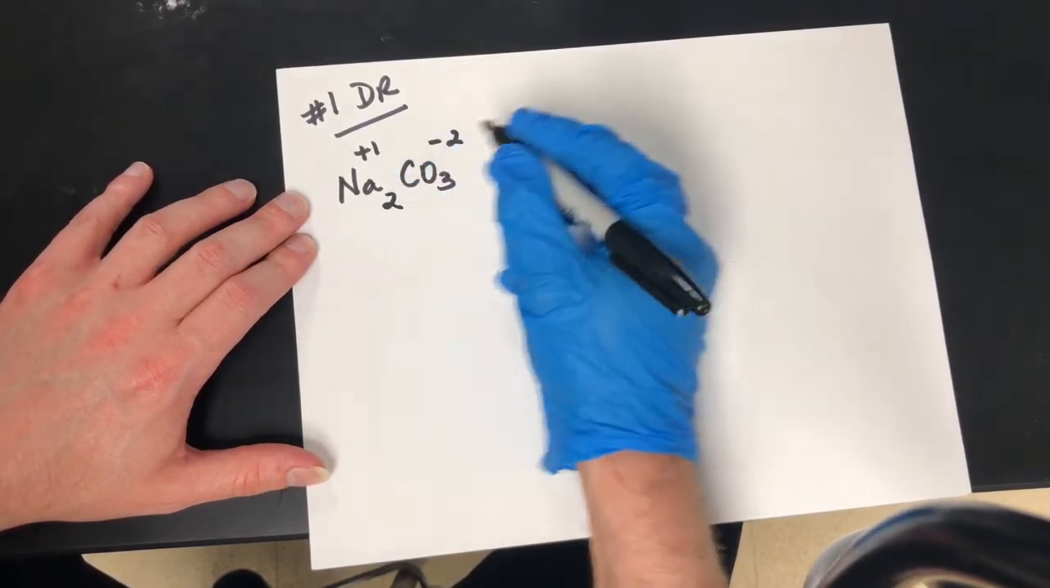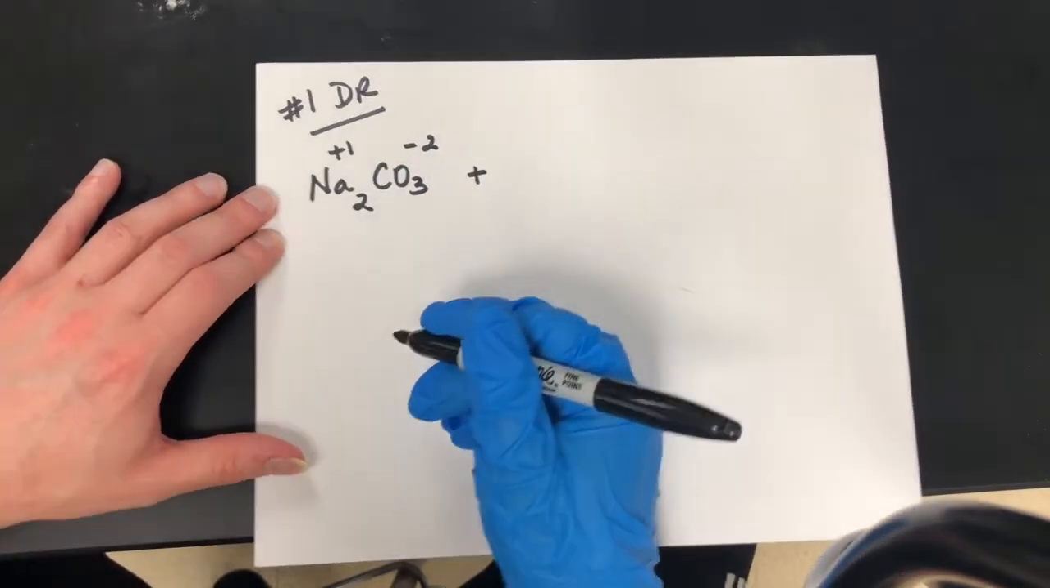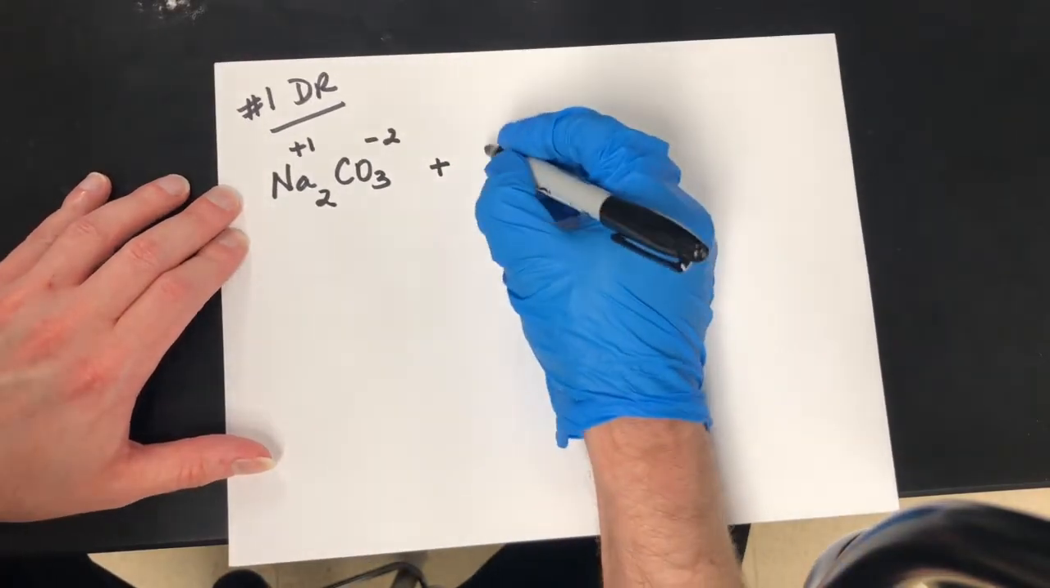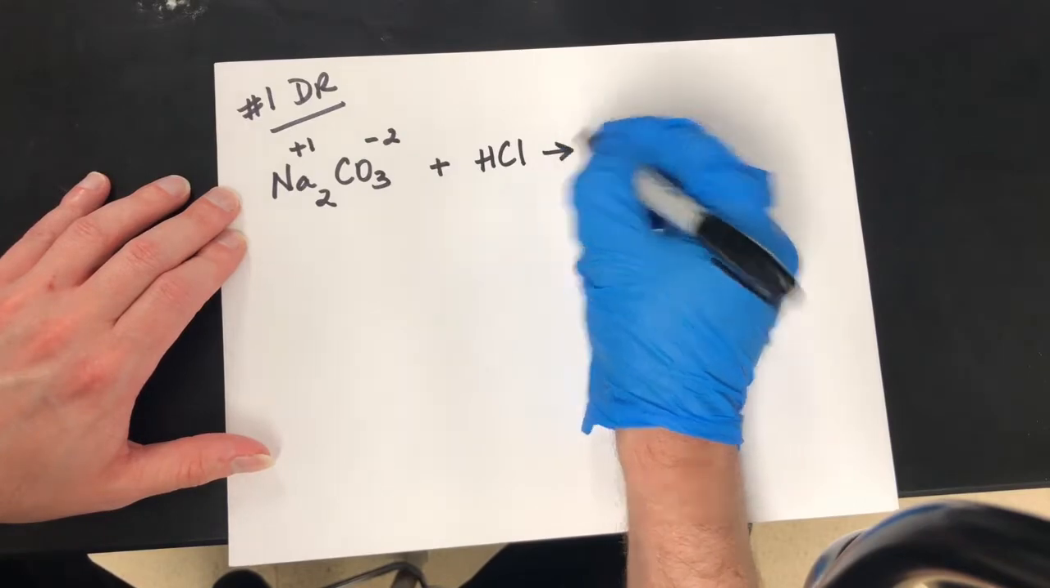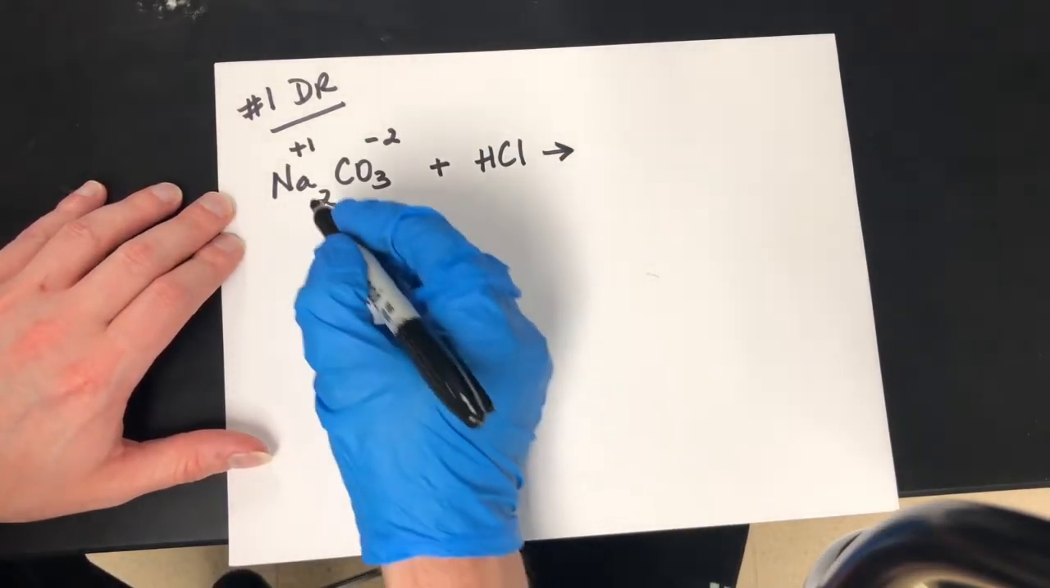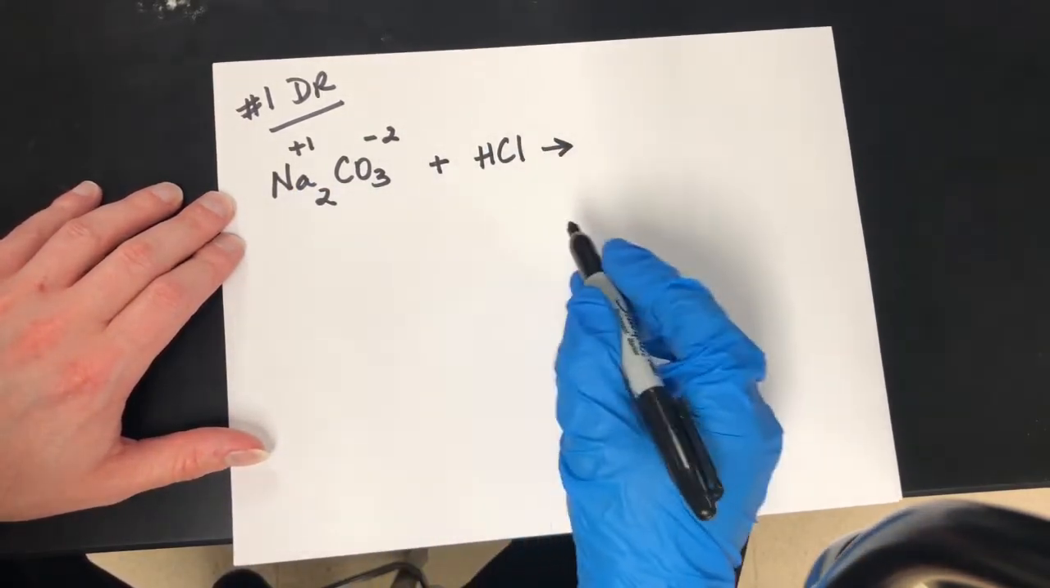We have to crisscross. Plus hydrochloric acid. Remember the prefix hydro means there's 2 elements, so it's HCl. Now, in a double replacement reaction, we take the outer 2 ions and put them together.